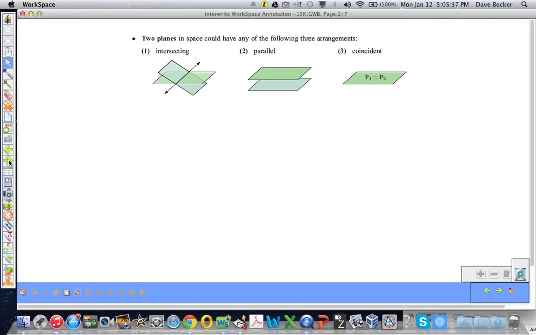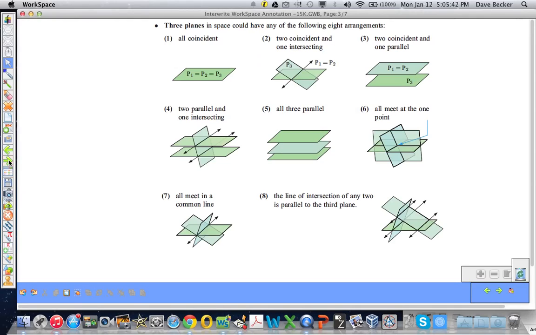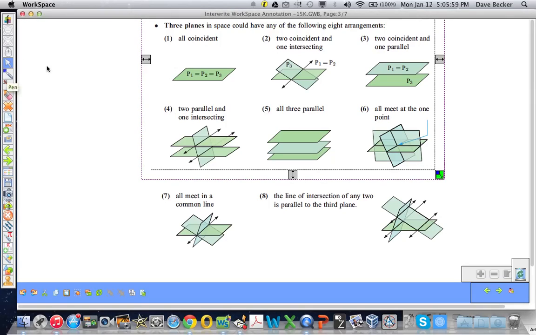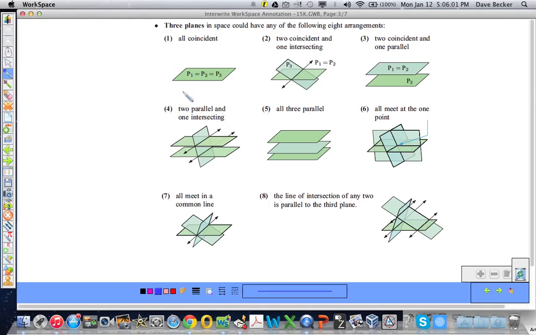But if you have three planes, they could interact in 8 different ways. So they could be all coincident here. We could have two coincident, like these two green ones, and then this third one where they intersect. Let's just think about the solutions here. So this would be infinite. Please write infinite solutions. Yes, infinite solutions along a line.